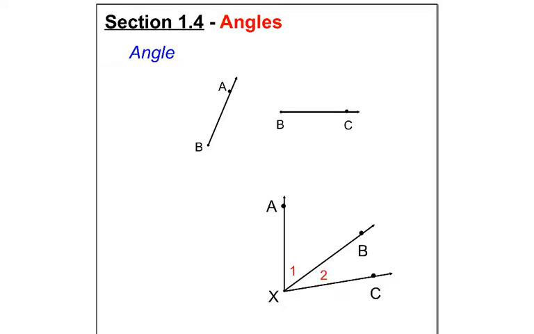Hi everyone, welcome to section 1.4 where we're going to talk about one of the most important objects in geometry, and that's an angle. Angles we'll see a lot this year in geometry honors.